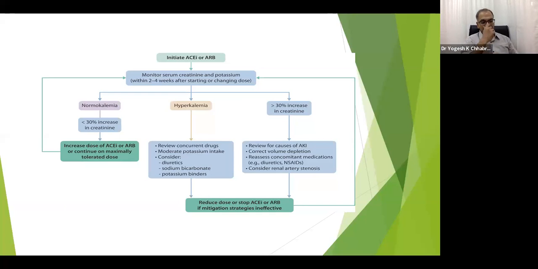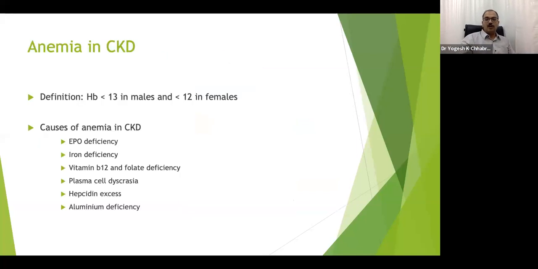The second important thing which I would like to cover in this topic is how to manage anemia in patients with chronic kidney disease. This is something which we face in all patients. As per the definition, if the hemoglobin is below 13 in males and less than 12 in females, it is classified as anemia in a chronic kidney disease patient.